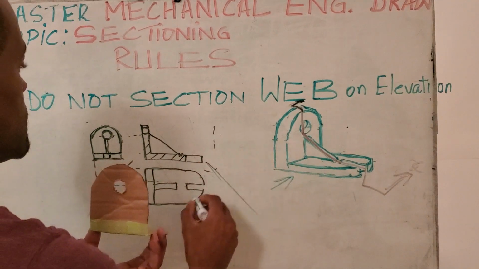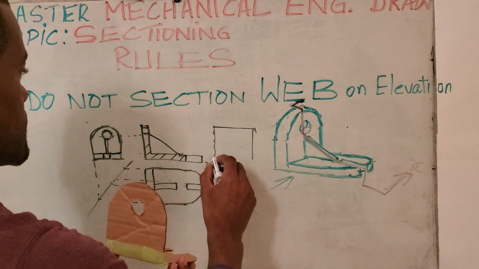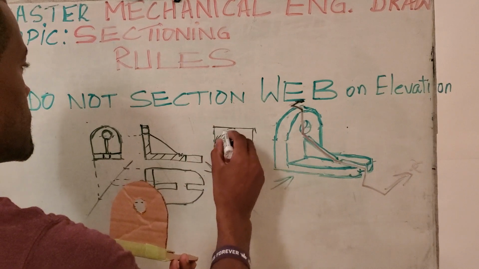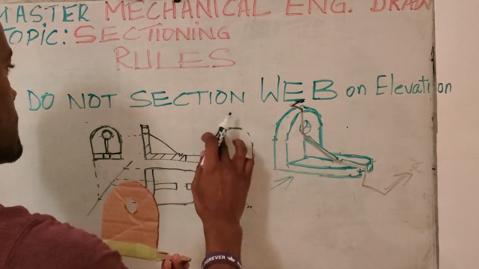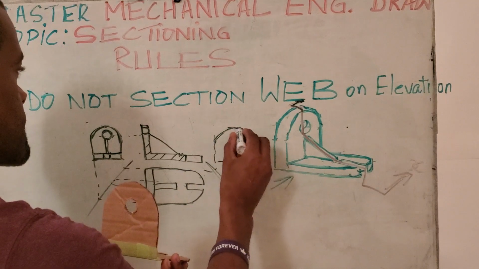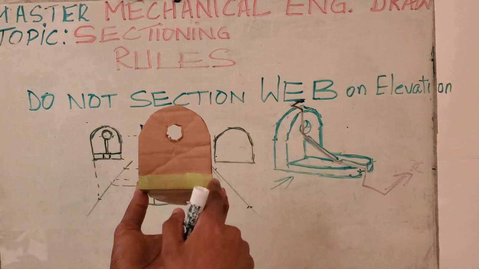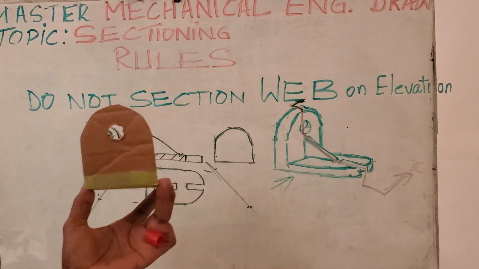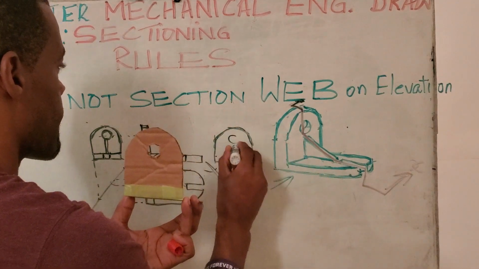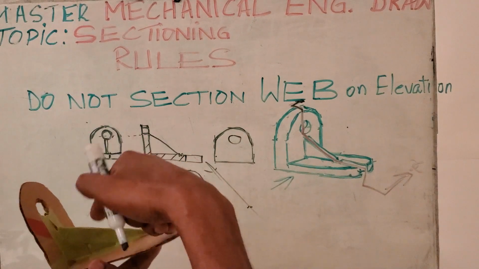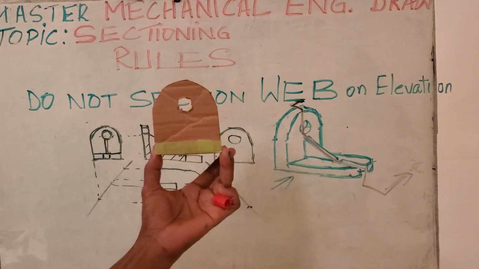And we carry this across. Looking from here, all we're seeing is one solid figure. Looking from this side, one solid block, we're seeing this circle. We are not seeing the web, or the thickness, or the groove right here. We're not seeing any of those from this view.